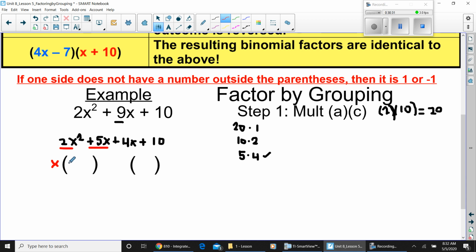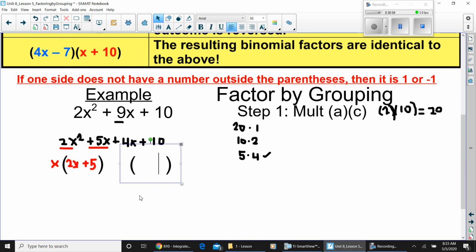So what times x equals 2x squared? x times 2x equals 2x squared. What times x equals 5x? 5. Now, just so you know, once you get good at this, you'll see this 2x plus 5 should be here as well, if I'm doing this correctly.